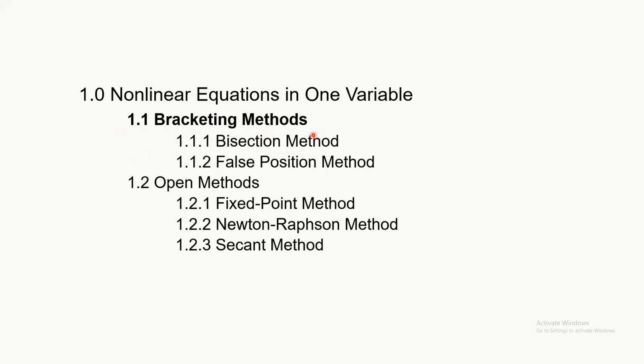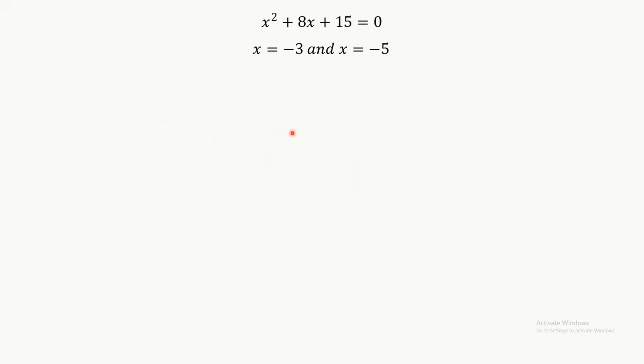So let's start. Bracketing methods are techniques that require two initial guesses. These initial values must contain the roots for the solution to converge. Say for example, the equation x squared plus 8x plus 15 equals 0 has the roots of x equals negative 3 and x equals negative 5. If we are going to solve the value of one of the roots, we have to enclose them by our initial guesses. Say if we choose to determine the first root x equals negative 3, our initial guesses can be negative 4 and negative 2.